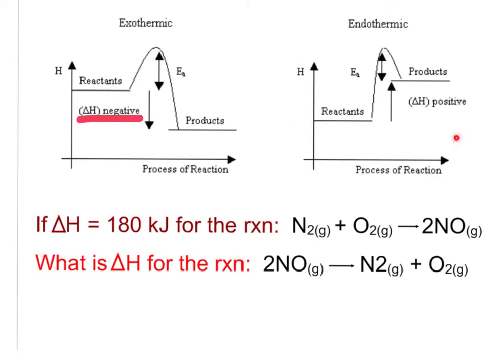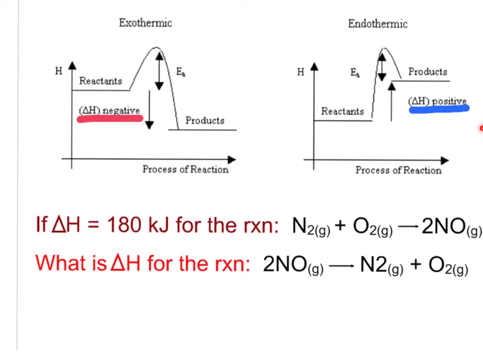Over here, we have an endothermic reaction. Our reactants here, our products are at a higher energy. It is endothermic. It is taking energy in rather than giving it off. And in an endothermic reaction, the delta H, the change in enthalpy, is always a positive number. So those are just some important things to keep in mind.